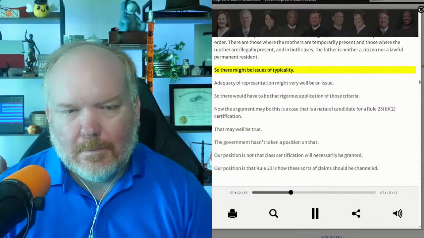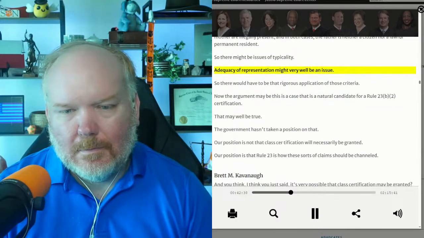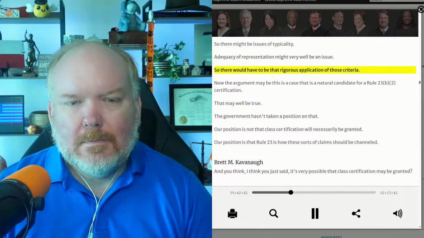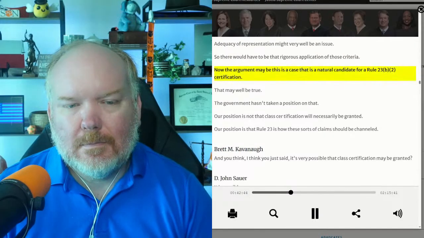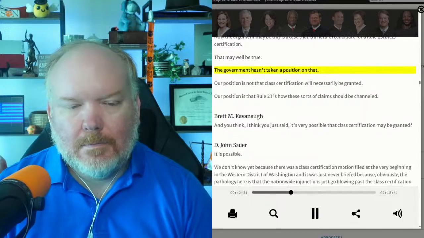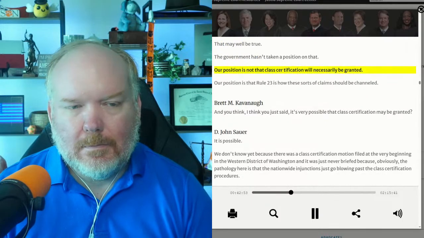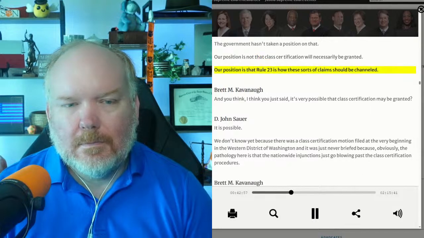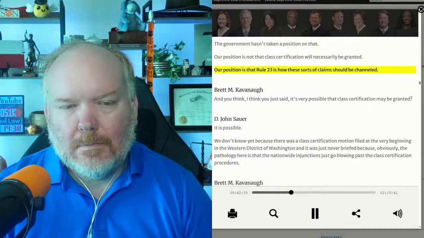So there might be issues of typicality. Adequacy of representation might very well be an issue. So there would have to be that rigorous application of those criteria. Now, the argument may be this is a case that is a natural candidate for a Rule 23(b)(2) certification. That may well be true. The government hasn't taken a position on that. Our position is not that class certification will necessarily be granted. Our position is that Rule 23 is how these sorts of claims should be channeled.